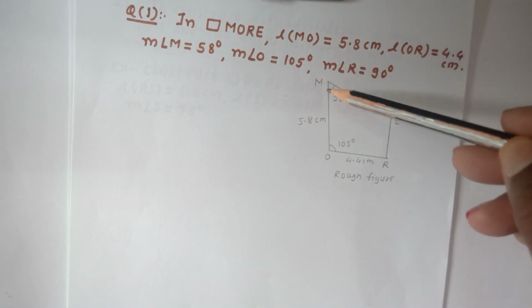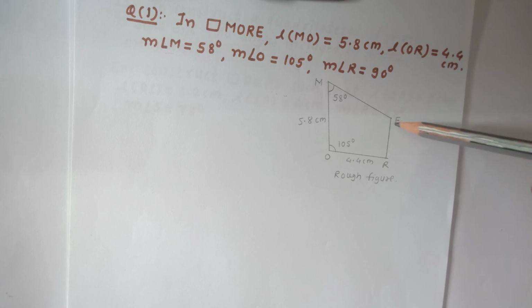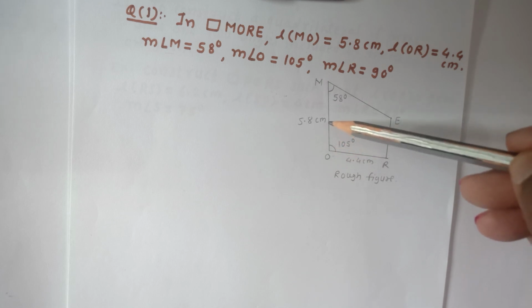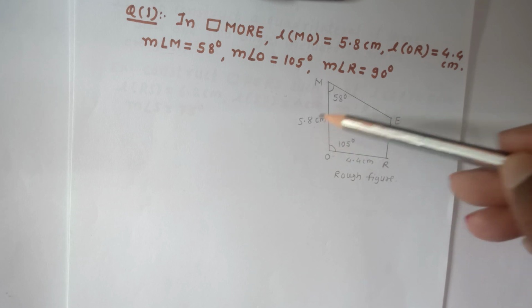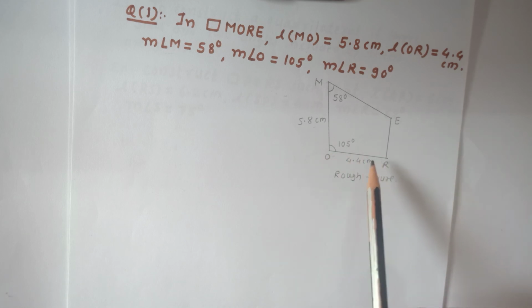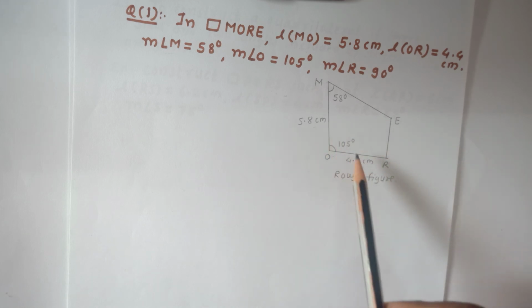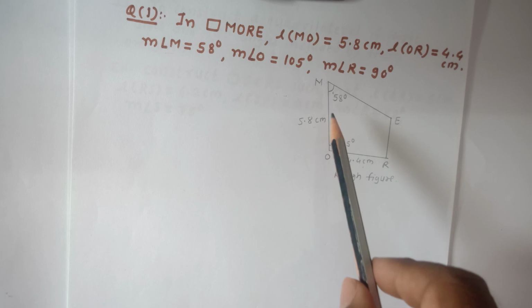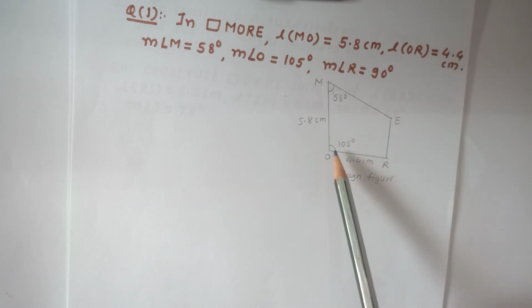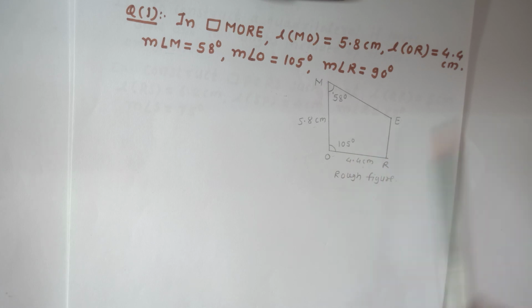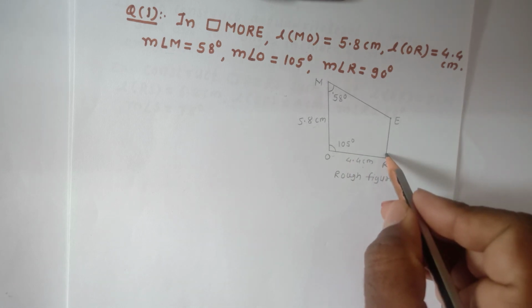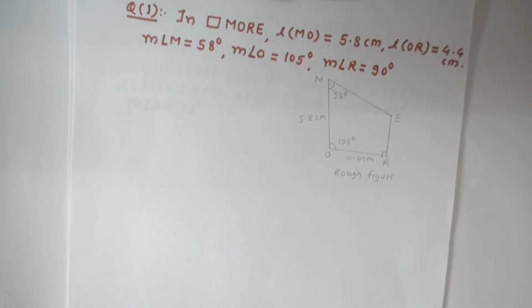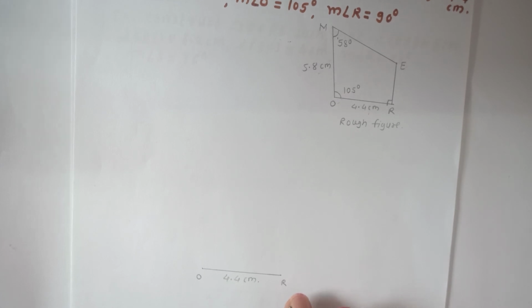So quadrilateral MORE is a rough figure in which length of MO is 5.8 centimeter, length of OR 4.4 centimeter, that is two adjacent sides are given. And now measure of angle M 58 degree, measure of angle O 105 degree, and this measure of angle R is 90 degree. Now let's construct this quadrilateral.